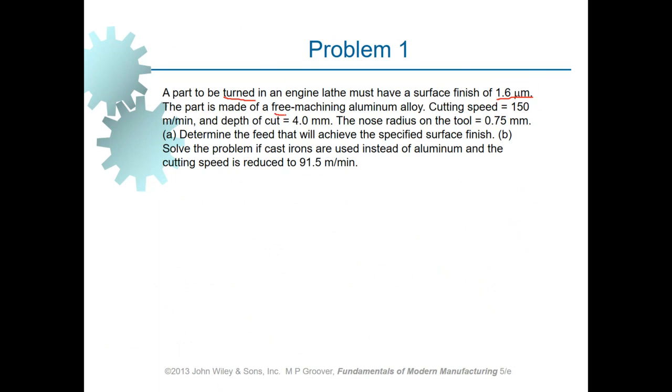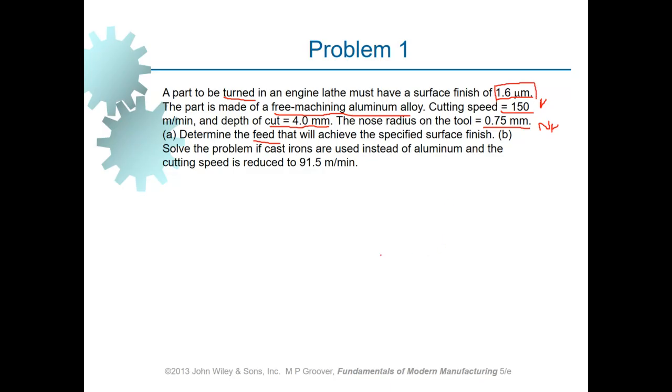The part is made of free machining aluminium alloy. Cutting speed, or V, is given. So we know the value of V, and that is equal to 150 meters per minute. Depth of cut is also given, 4 mm. Nose radius, NR, is this much. So we know the value of nose radius, or NR. And then determine the feed that will achieve the specified surface finish. We've got to compute the feed value F, which gives us this value of surface roughness in a turning operation. This is what we need to do.